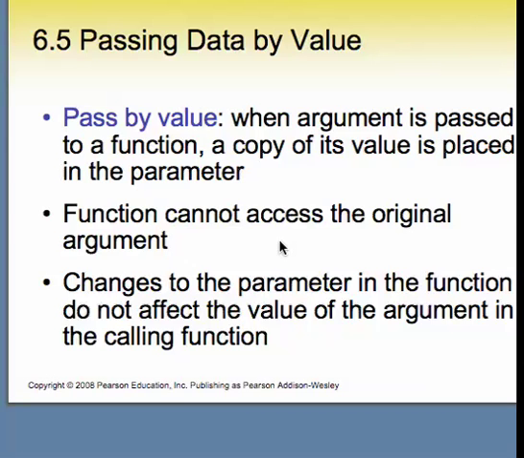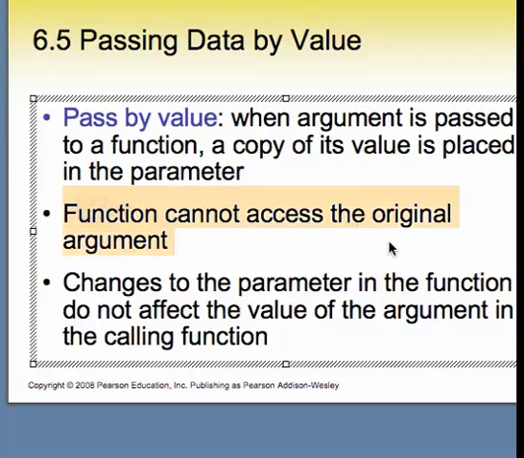The purpose of this video is to talk about passing data from main to a function by value. Basically, when you pass by value, an argument is passed to a function. A copy of the value is placed in the parameter within the function. Simply a copy. The function itself cannot access the original argument in main. Changes to the parameter in the function do not affect the argument in the calling function.